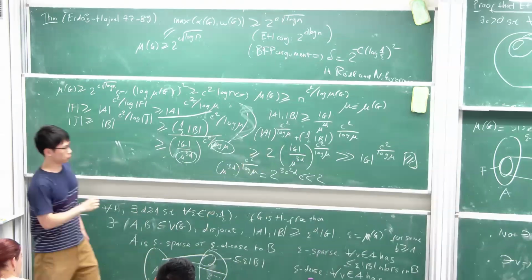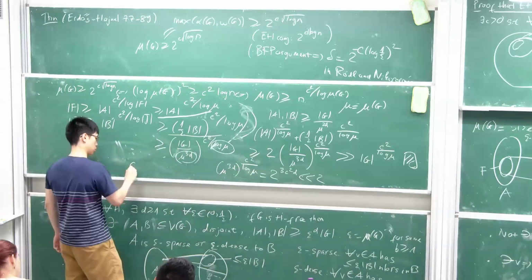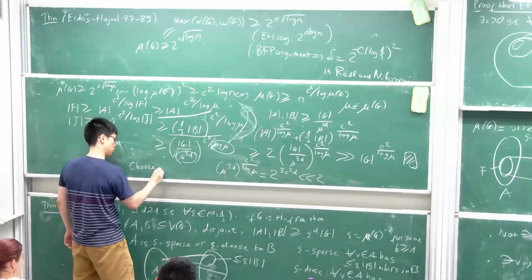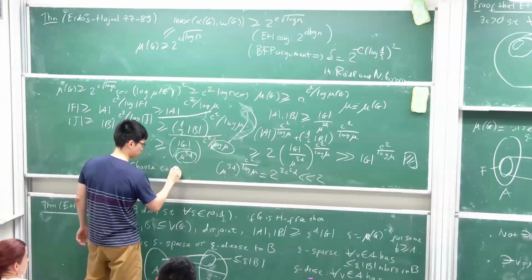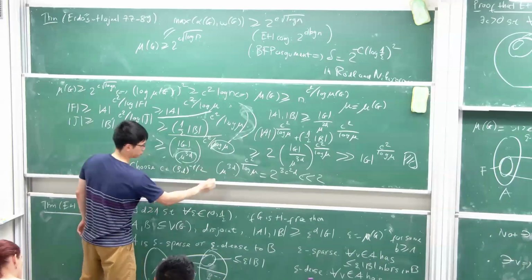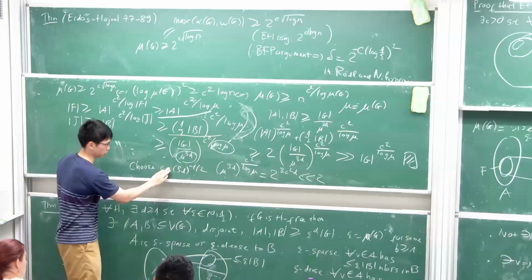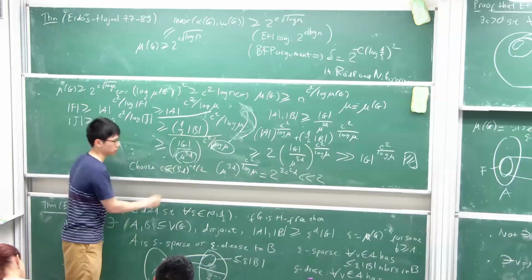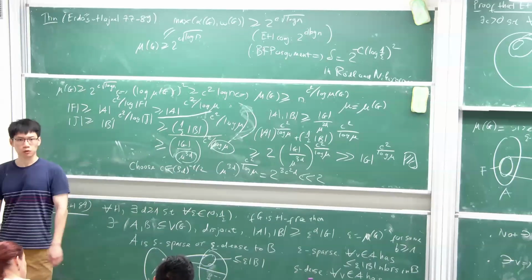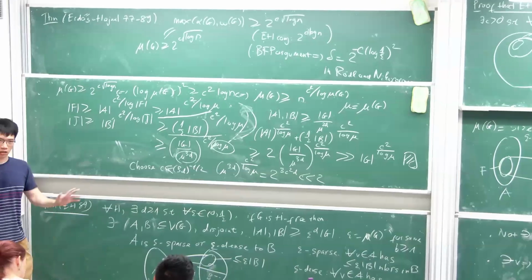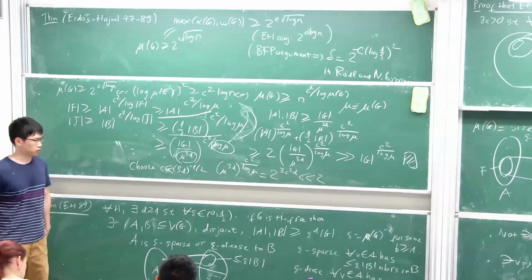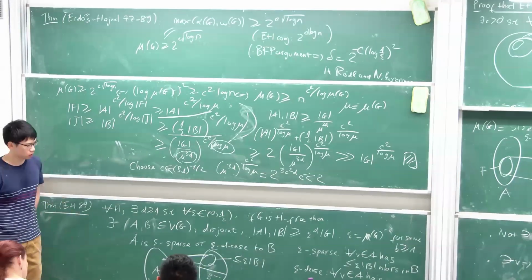So here, let me say, set C to be 1/2, or set C to be much smaller. Okay. Sorry, there's some calculation here, but I hope you get the idea. So this is basically what Erdős and Hajnal did.